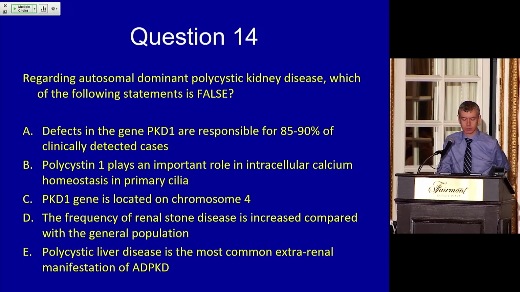So question 14, regarding autosomal dominant polycystic kidney disease, which of the following statements is false? Defects in the gene PKD1 are responsible for 85 to 90% of clinically detected cases. Polycystin 1 plays an important role in intracellular calcium homeostasis in primary cilia. The PKD1 gene is located on chromosome 4. The frequency of renal stone disease is increased compared with the general population. Or polycystic liver disease is the most common extrarenal manifestation of ADPKD. So which of those statements is false?